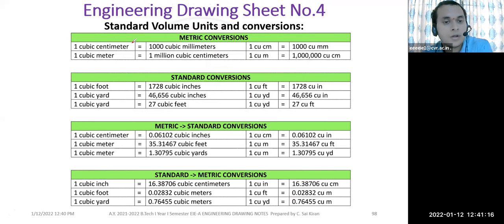Okay. Similarly, for the volume, 1 cubic centimeter, because we know that 1 cm equals 10 mm. So 1 cm cubed equals 10 cubed. 10 cubed is nothing but 1000. So it will be 1000 mm cubed.